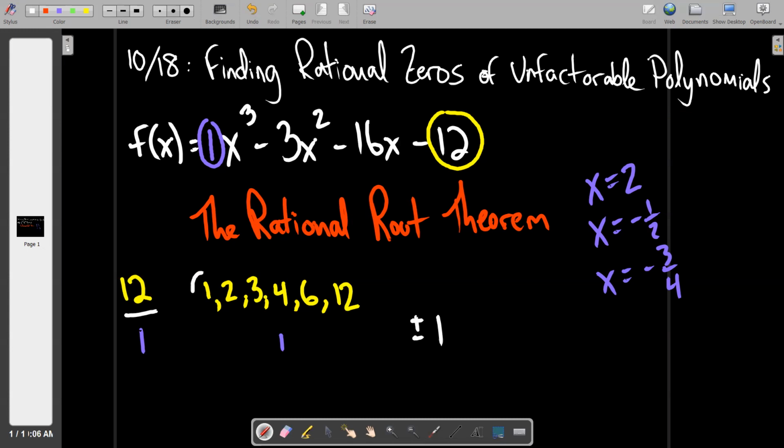That's me taking this first yellow number and dividing it by this purple number and making a fraction. I'm not going to write it as 1/1, because that's going to make me think it's something it's not, right?